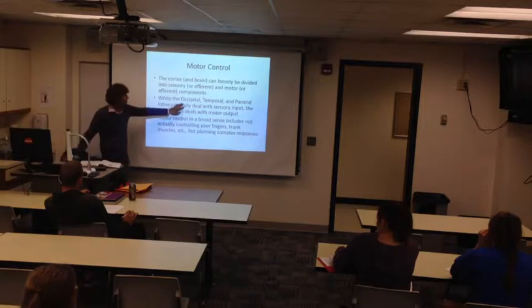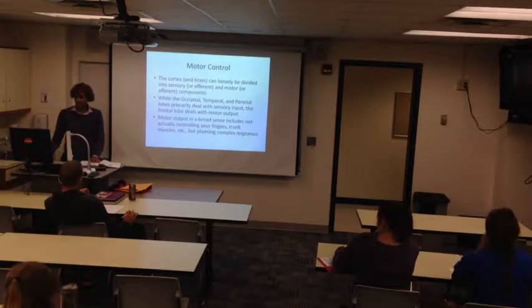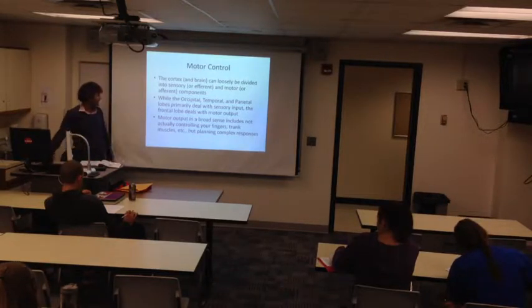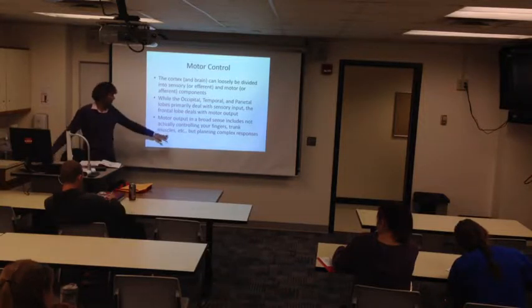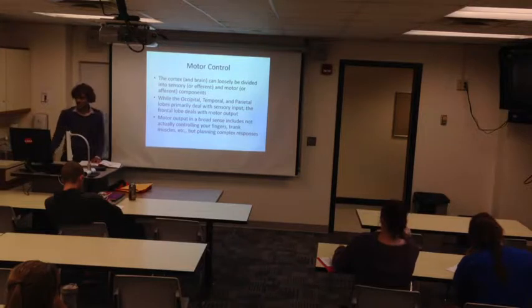So the occipital, temporal, and parietal lobes are all primarily sensory lobes, but the frontal lobe is primarily a motor output lobe. And motor output in a broad sense includes not only actual control of muscles, like controlling your fingers, your trunk muscles, and so on, but also planning complex responses. And that's a really important concept.